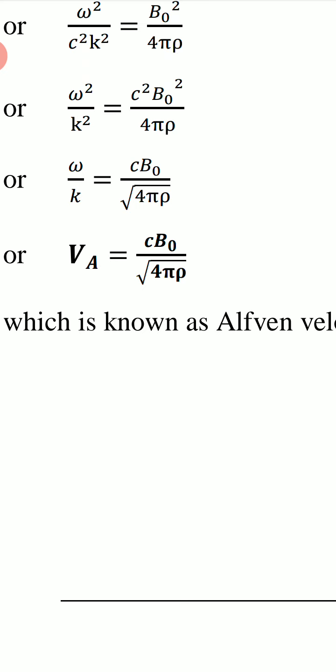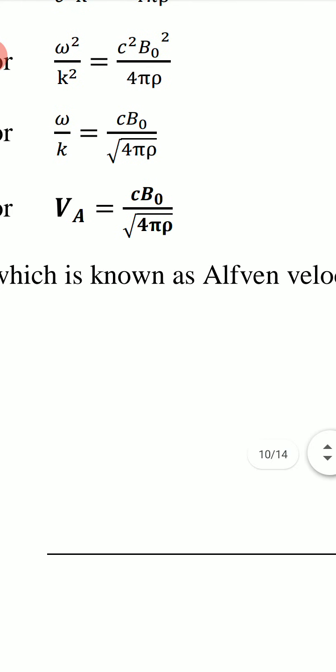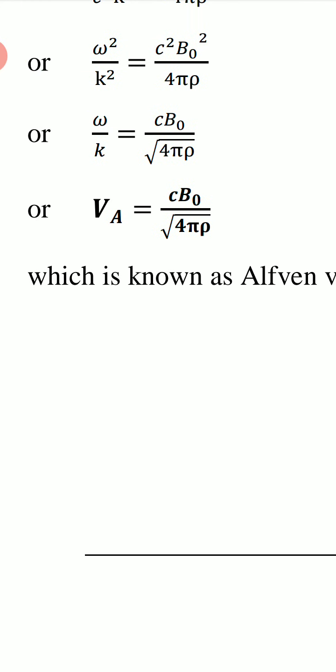This is the expression for Alfven velocity. It is the velocity of waves produced by oscillations of ions in the presence of magnetic field, in the direction of magnetic field.